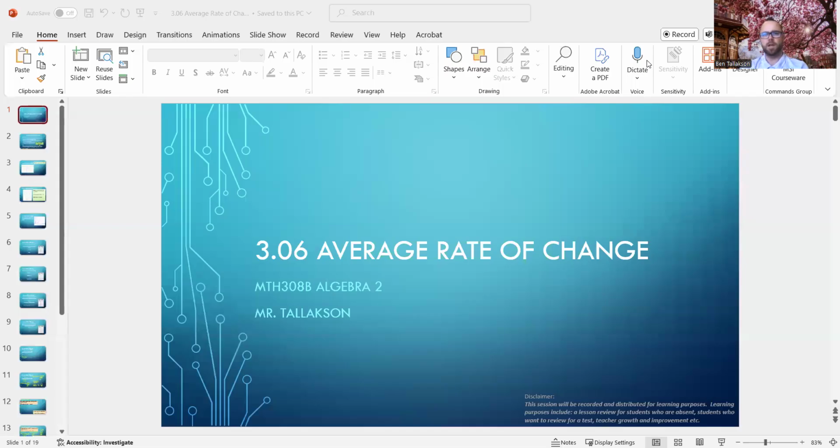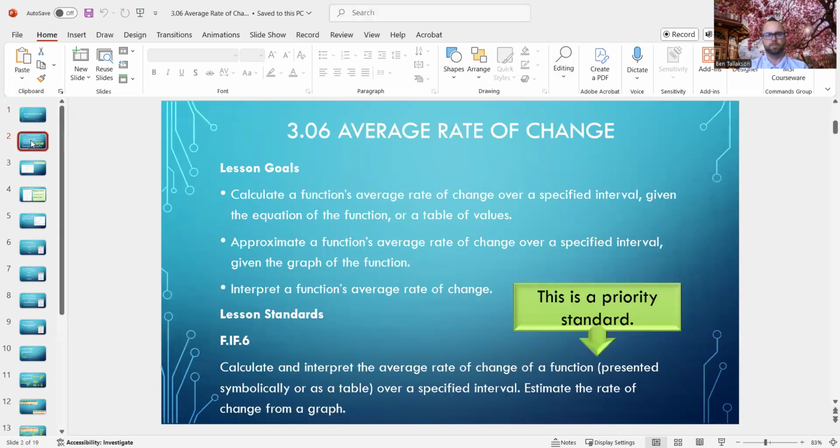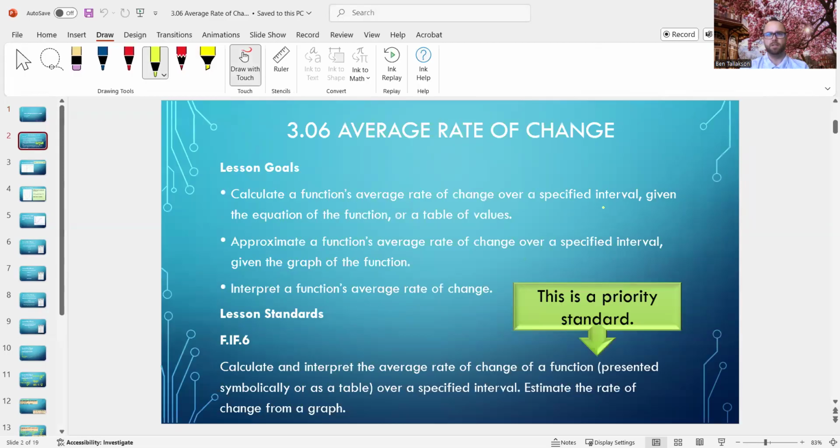Let's take a look at average rate of change. Calculate a function's average rate of change over a specified interval. You've learned a lot about intervals lately. Okay, so we're talking about average rate of change over a specified interval given the equation of the function or maybe a table of values. Approximate a function's average rate of change over a specified interval given the graph of the function.